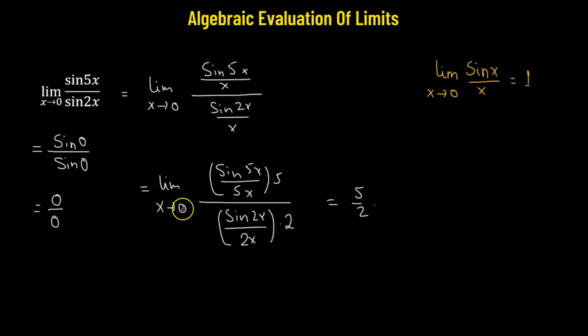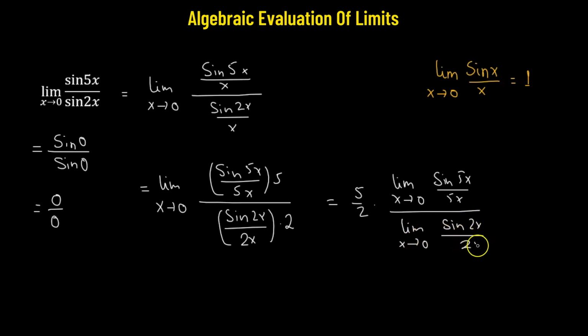Now we can apply the limit separately to the numerator and the denominator. So we have the limit as x approaches 0 of sine 5x over 5x, divided by the limit as x approaches 0 of sine 2x over 2x. Using the value from the sandwich theorem, this goes to 1 and this also goes to 1, and the final limiting value is going to be 5 over 2.